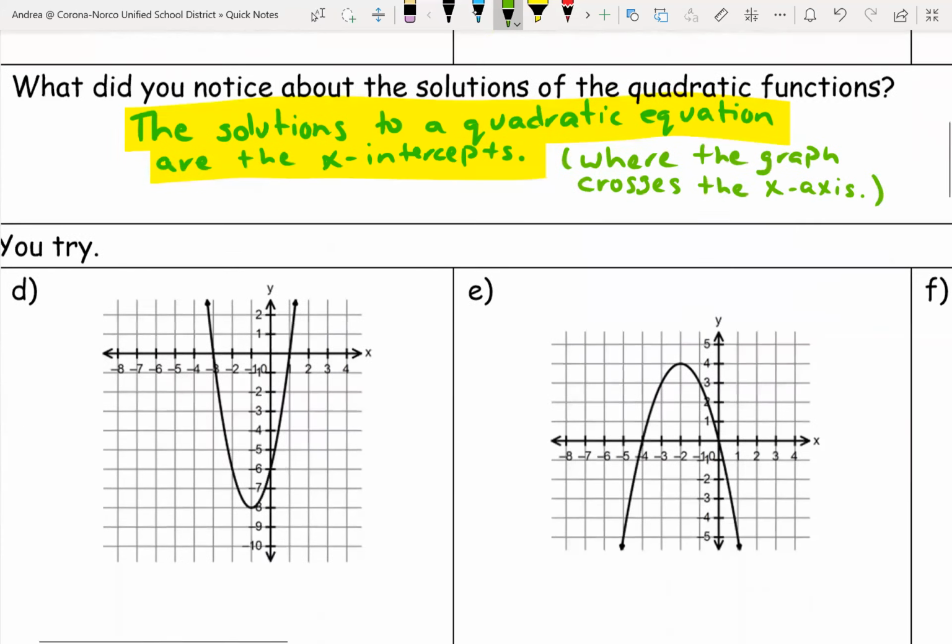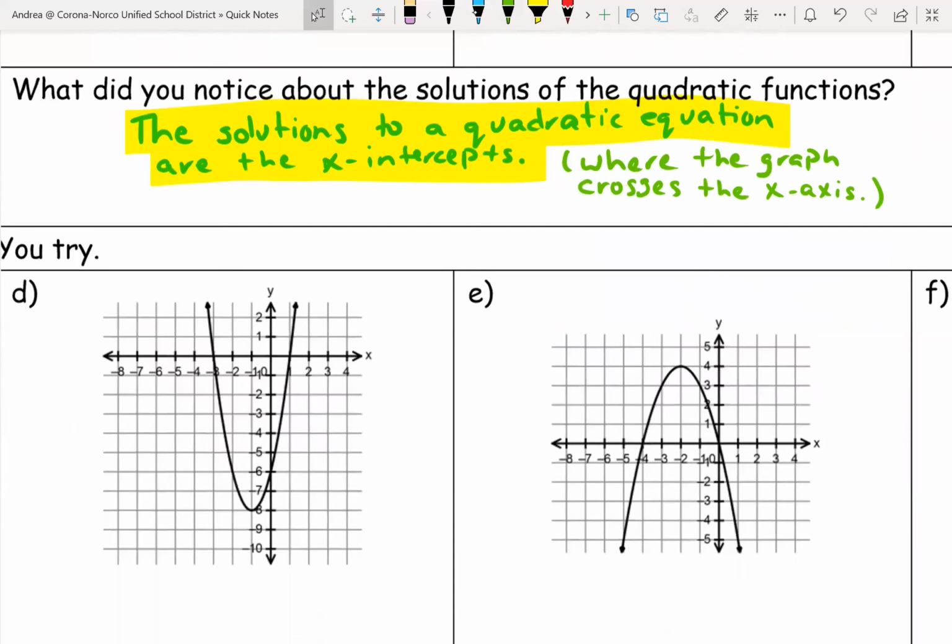Okay, so now you try it. I want the solutions to these quadratic functions. Quentin, what are the solutions? For D, -3. Very good. Crosses here and here. So x equals -3 and x equals 1.